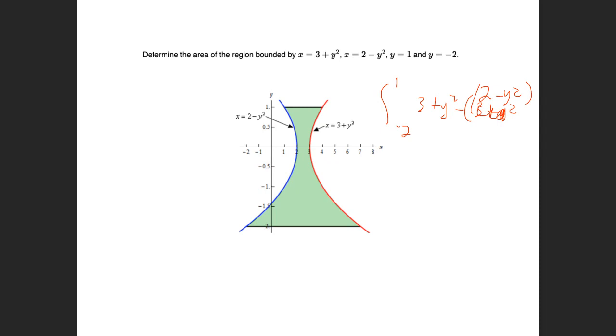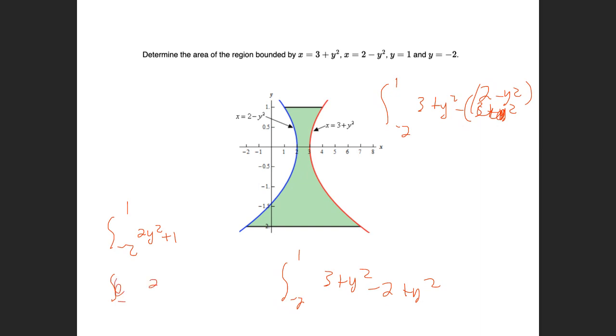So it's very similar. Now, some kids would say, okay, so if I had negative 2 to 1, this would be 3 plus y squared minus 2 plus y squared, right? Because that minus goes to both of them. So this would end up being negative 2 to 1, and then what is that? 2y squared plus 1. Now, when you take the integral, it doesn't matter if it's a y there or an x or whatever. You just take it normally.